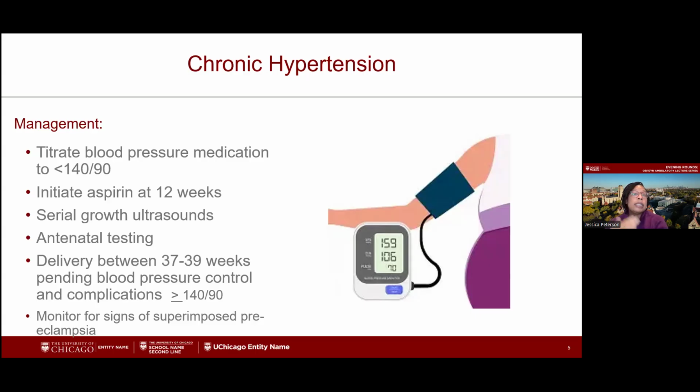So that could be a sudden worsening in their blood pressures, or it could be signs of a persistent headache, new nausea and vomiting, or spots in their vision that persist.